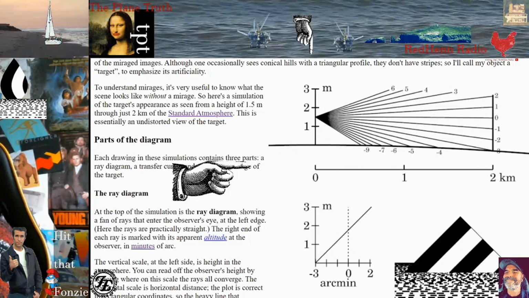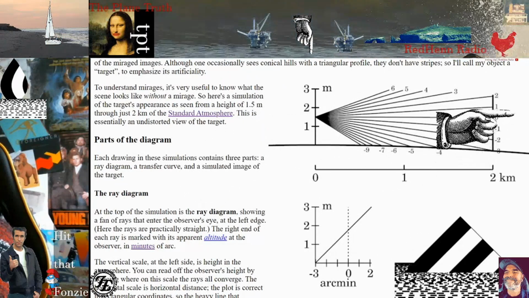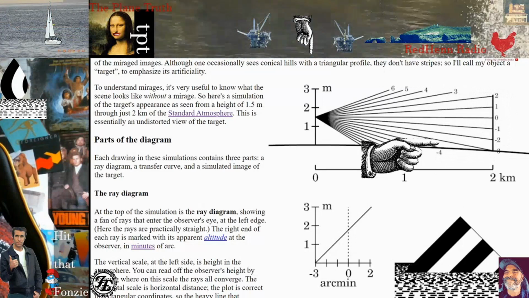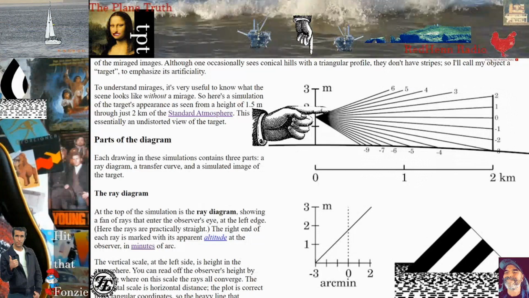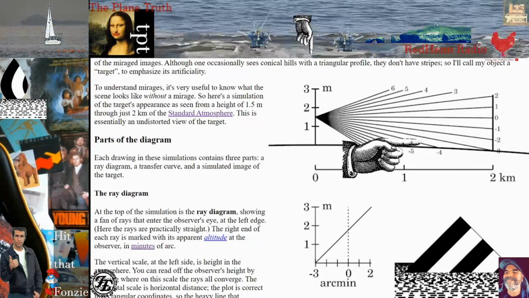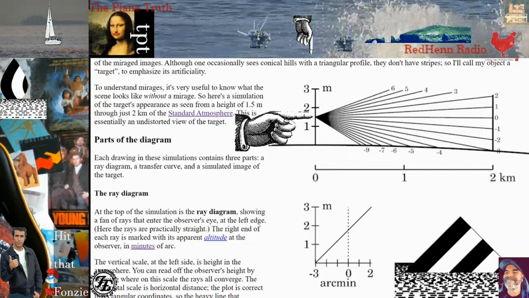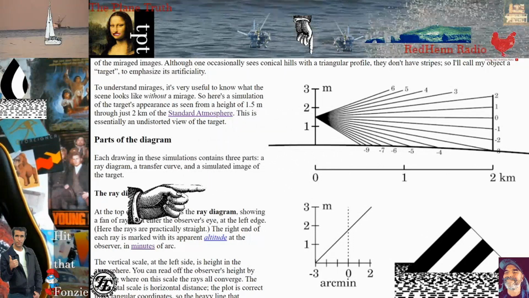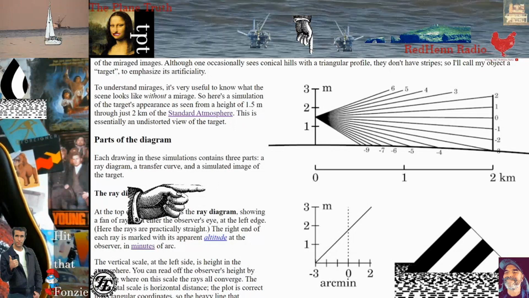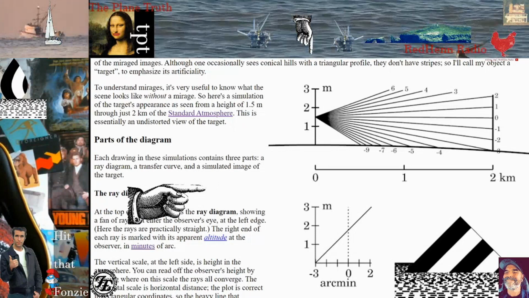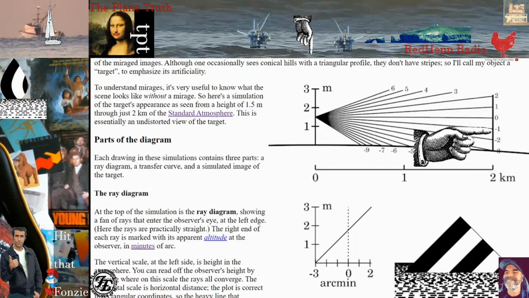Showing fans of rays that enter the observer's eye. This is the observer. I would have liked for him to perhaps put the object, the triangle or something like that here. So these are all the rays of light coming from the object into the observer's eye, according to him. The right end of each ray is marked with its apparent altitude at the observer in minutes of arc. 2 minutes of arc, 1 minute of arc. That's horizontal, negative, negative.